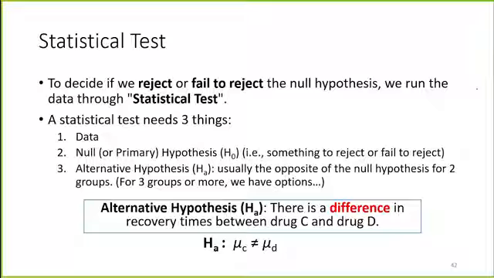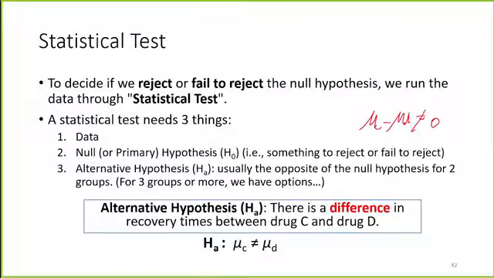For example, if it's different, is it A and B different from C, but A and B are equal, or B and C equal and different from A? So if you have more than 2 groups of sample data, then the alternative hypothesis is more complicated. Right now we don't talk about that. So the alternative hypothesis in this case is that there is a difference in recovery time between drug C and drug D. So mu C not equal to mu D, or we write mu C minus mu D not equal to 0.